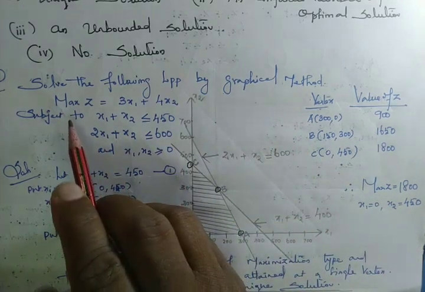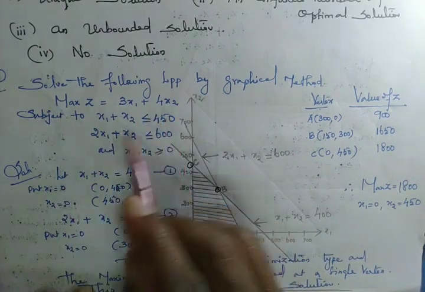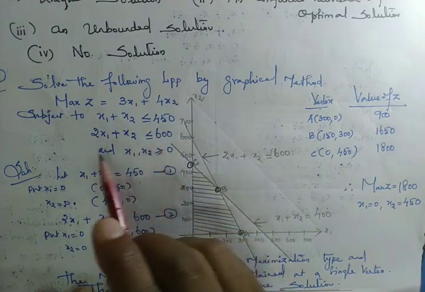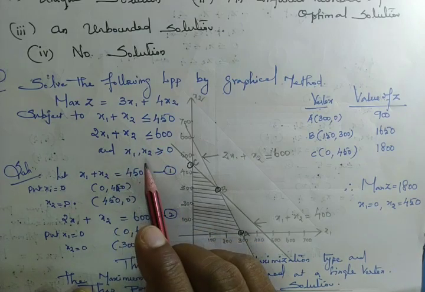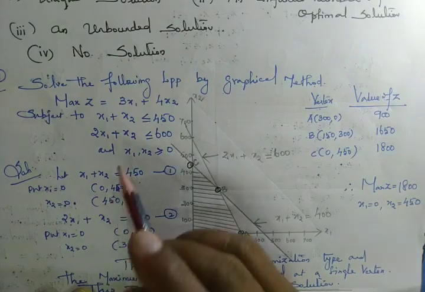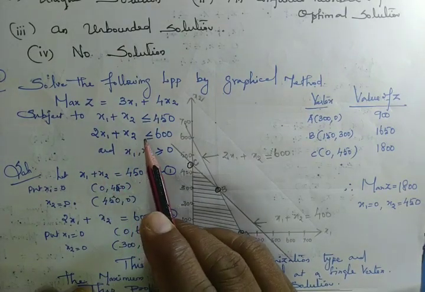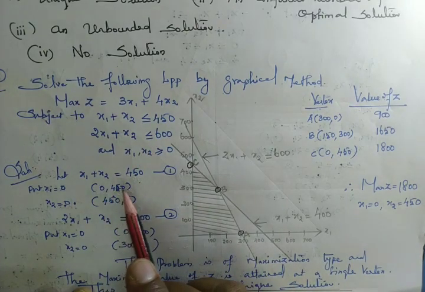The given LPP has the objective: maximize z equal to 3x1 plus 4x2, subject to the constraints x1 plus x2 less than or equal to 450, 2x1 plus x2 less than or equal to 600, and x1, x2, the decision variables, are greater than or equal to 0. Now as per the procedure, whatever inequality comes in the constraints, in step one we make it an equation.